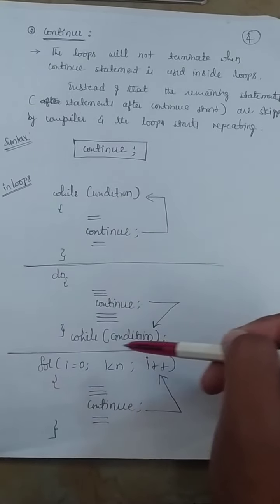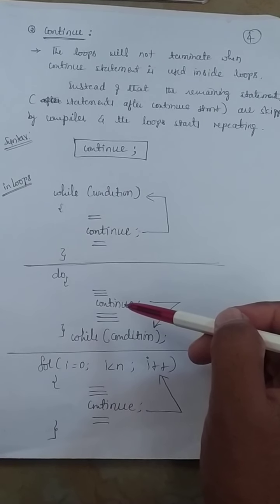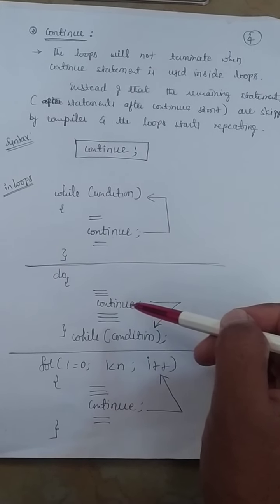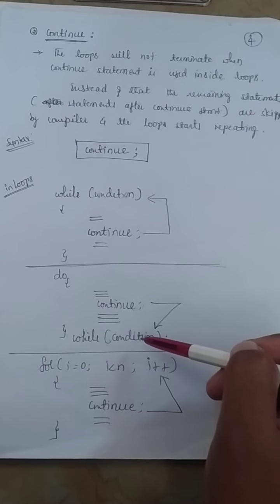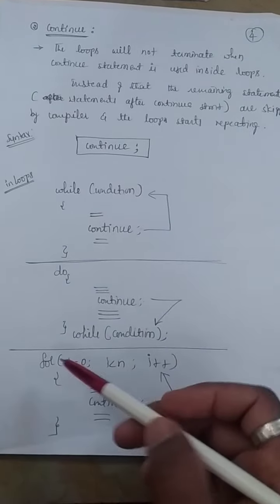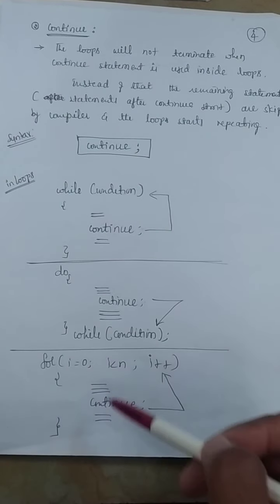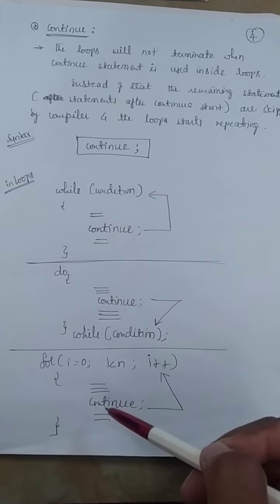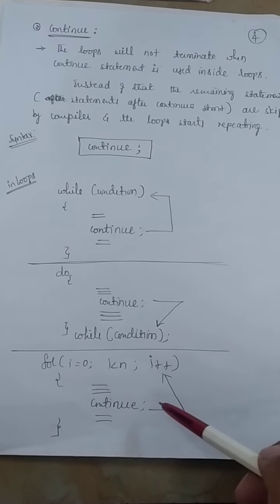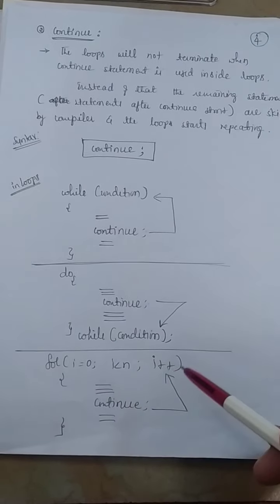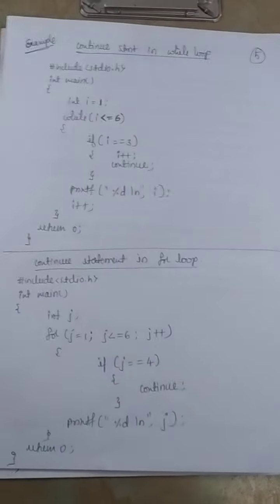What happens in a do while loop? In a do while loop, if you use a continue statement and it executes, then control automatically jumps to the condition of while. Then what happens in a for loop? In a for loop, if I use a continue statement in the middle, it will not execute the remaining statements. After that, control directly jumps to the updation part. Okay, now we'll see one example.